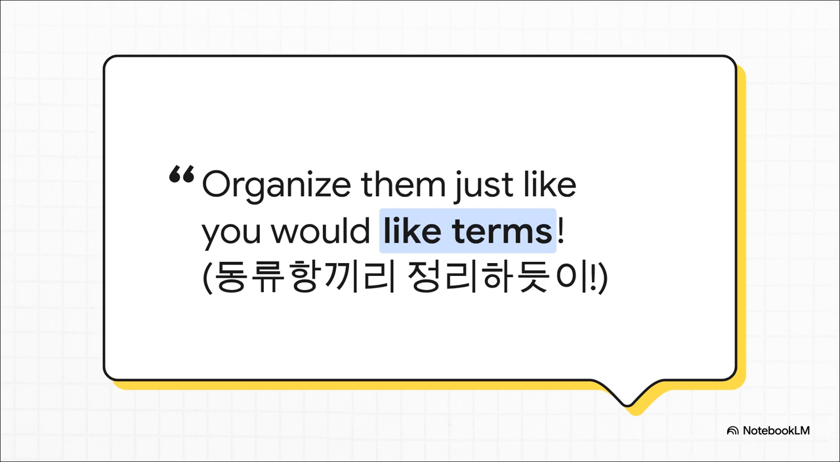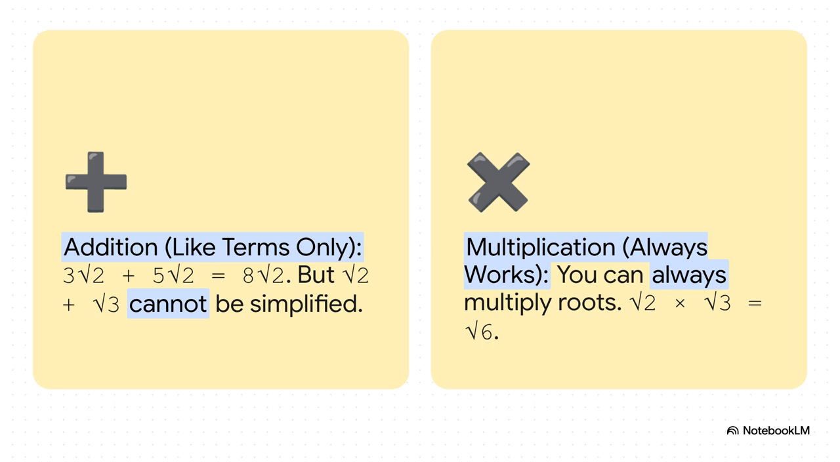The absolute best way to think about it is to treat square roots just like you would treat variables in algebra. You can only combine like terms. And this is an absolutely critical distinction. You can only add or subtract roots if the number inside the radical is exactly the same. So just like 3x plus 5x equals 8x, 3 times the root of 2 plus 5 times the root of 2 is 8 times the root of 2. But you cannot simplify the square root of 2 plus the square root of 3. That's it. It's as simple as it gets. This is a huge, huge difference from multiplication, where you can always combine the roots.